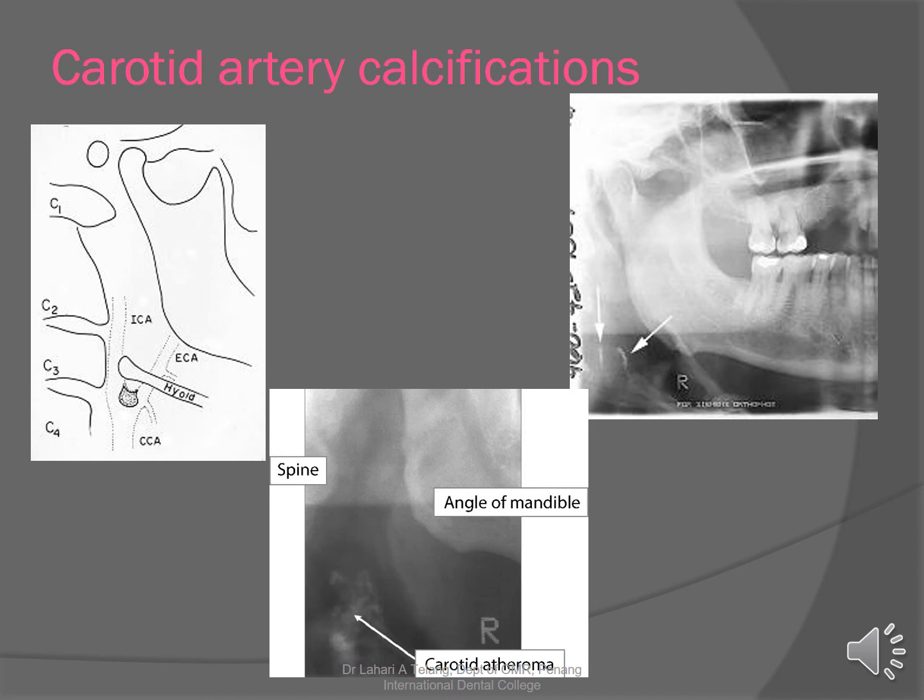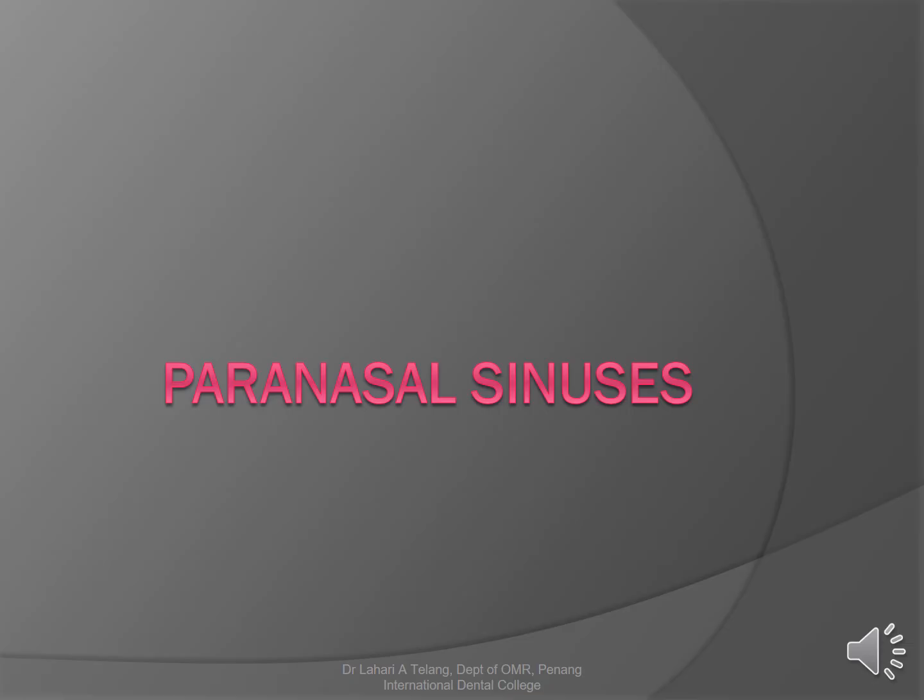This example of carotid artery calcification, these are also ectopic calcifications. On a routine panoramic radiograph, these arrow marks are pointing towards calcification seen in the carotid artery. This could indicate that the patient is probably suffering from atherosclerosis and may need further investigations, and could be a routine finding in patients above 50-60 years old, where you're seeing an excessive amount of calcification in the carotid artery region.